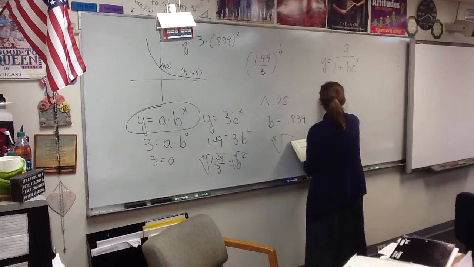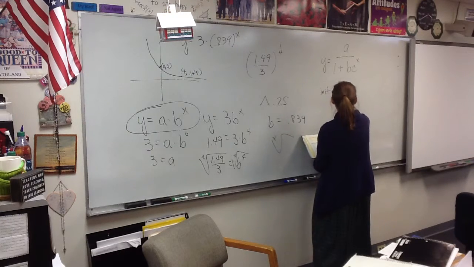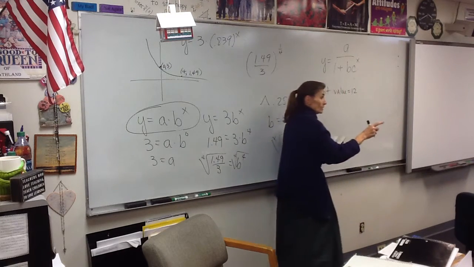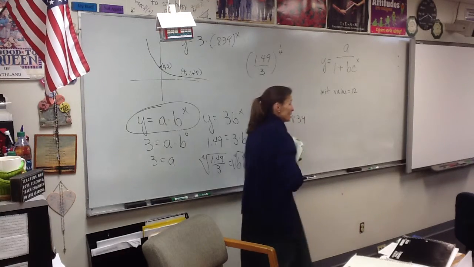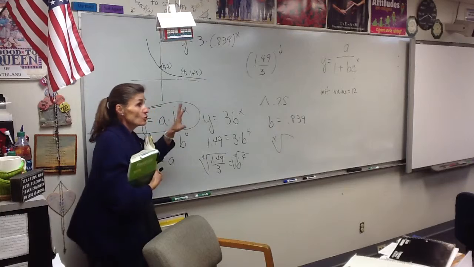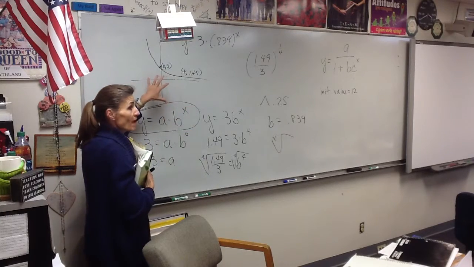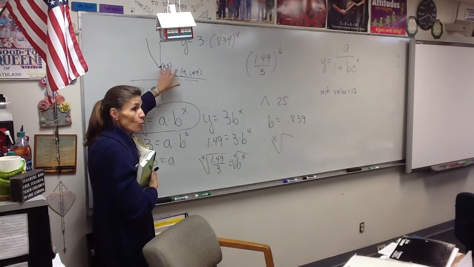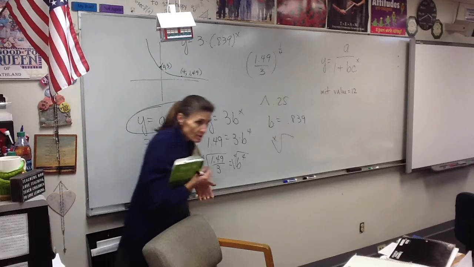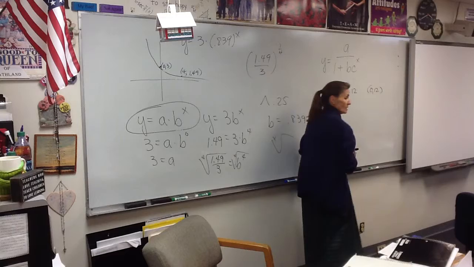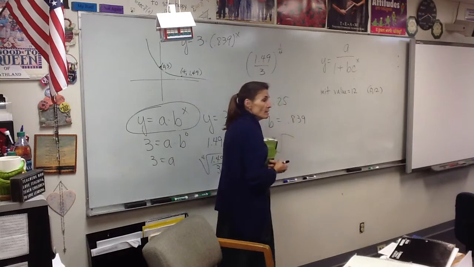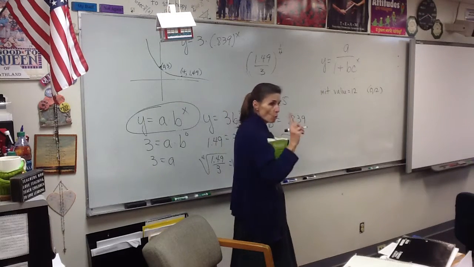They said the initial value is 12. Now, stop right there. What does that mean? Over here, we were told the initial value corresponds to what? The y-intercept. So this is like telling me the point 0, 12. The initial value is the y-intercept.